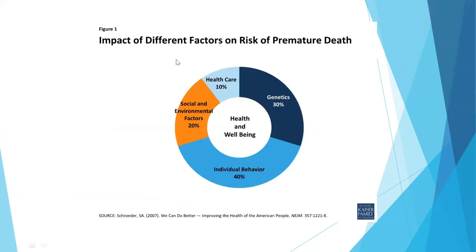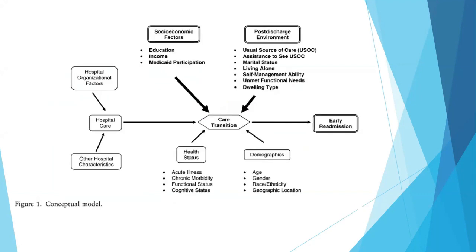So what is the impact of different factors on the risk of premature death? This is a specific example of the impact of different factors on the health of the population. You can see that there is a 20% impact of the social and economic factors on the health of the population. So this is a very important factor to consider while making plans and strategies for public health.